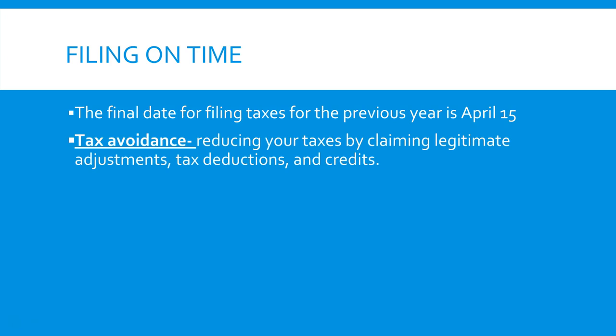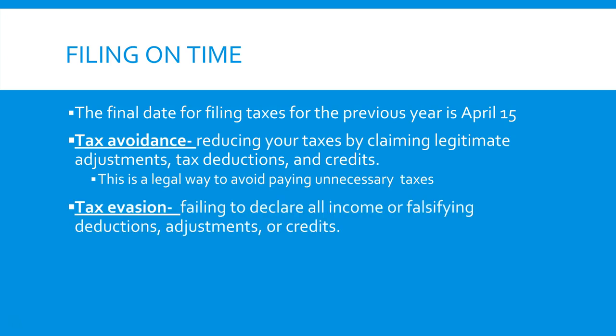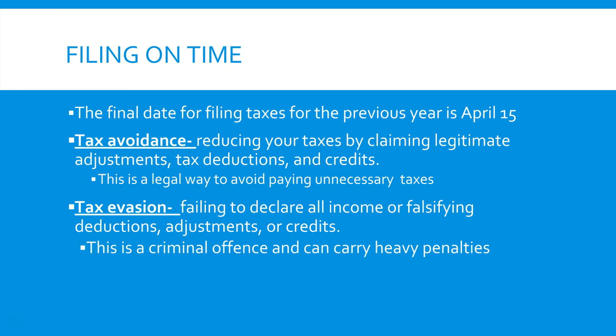Tax avoidance. That is reducing your taxes by claiming legitimate adjustments, tax deductions, and credits. This is legal. It is a legal way to avoid paying unnecessary taxes. It's okay to do as long as you can back up whatever claims you make. However, tax evasion, which is failing to declare all income or falsifying deductions, adjustments, or credits, is a criminal offense and can carry heavy penalties. There's a lot of famous people that have gotten into big trouble with the federal government because they haven't paid their taxes or they make false claims about their income or other things such as that.